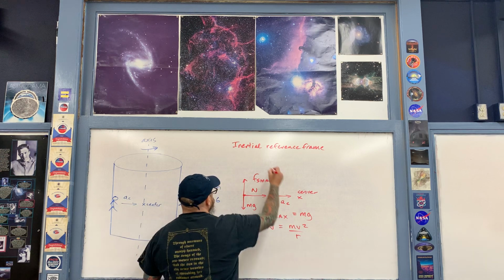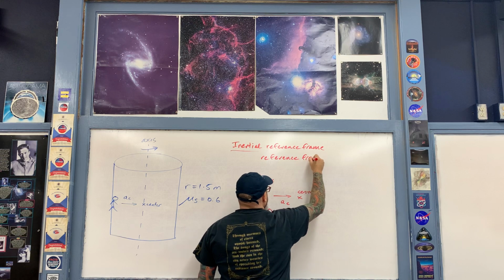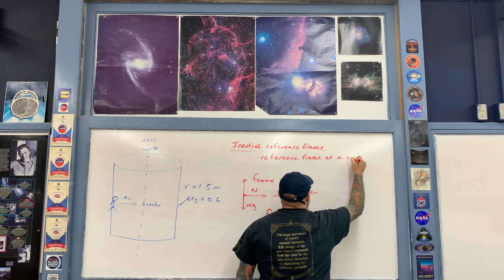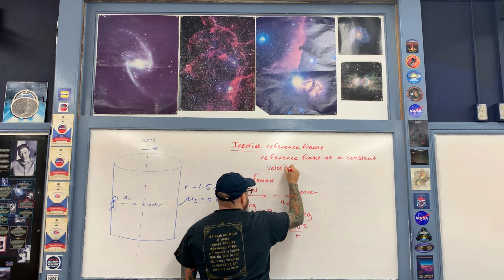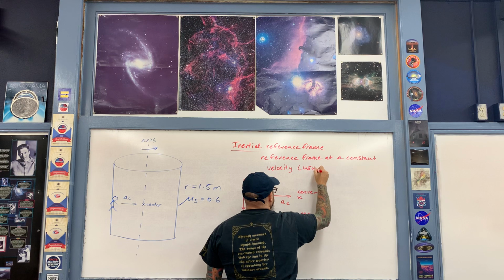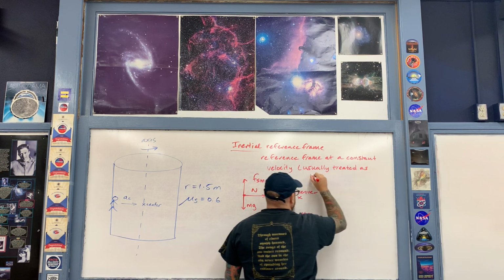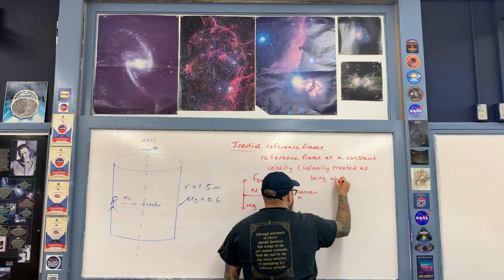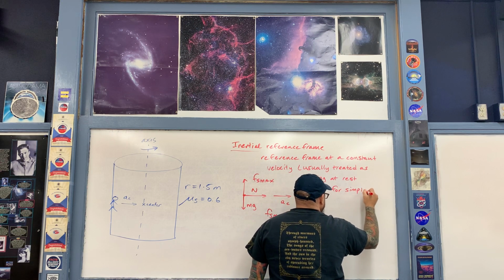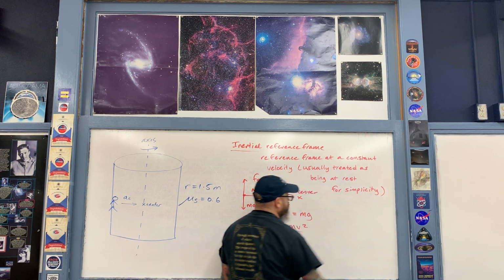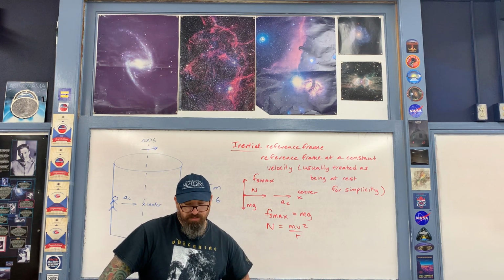So therefore think of us as an inertial reference frame with a constant velocity of zero. Once again, an inertial reference frame is a reference frame at a constant velocity, usually treated as being at rest for simplicity. It's as if we're at rest here in this classroom watching the problem occur on the board, and then we describe the forces. That's from the point of view of what is called an inertial reference frame.